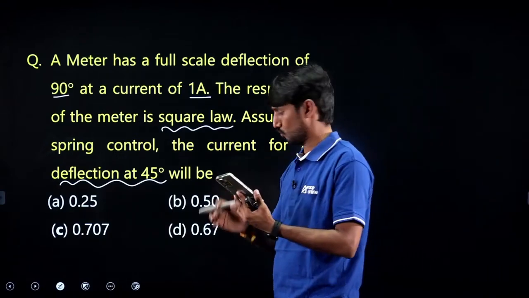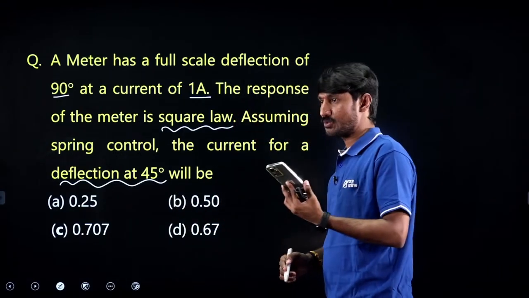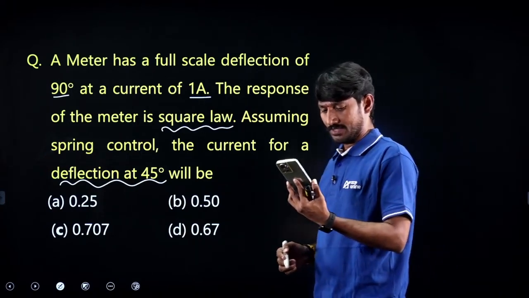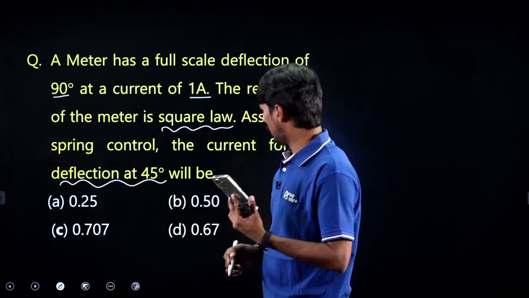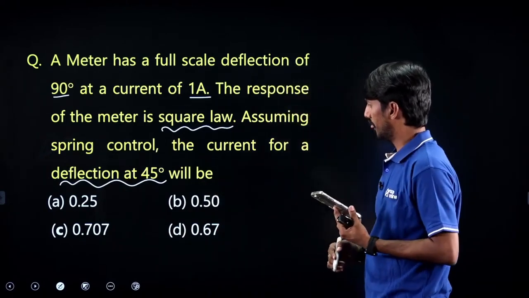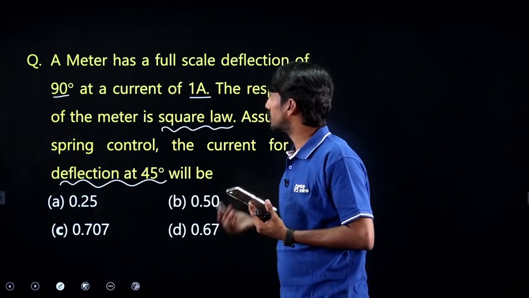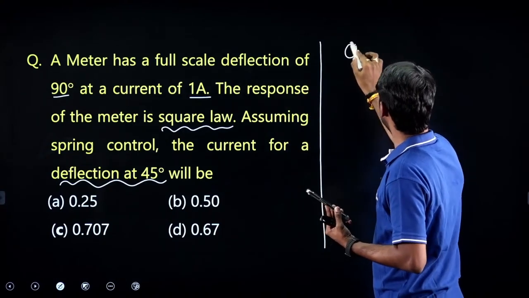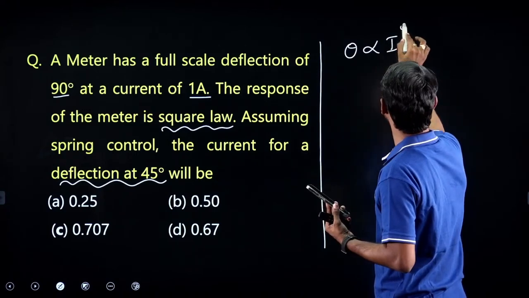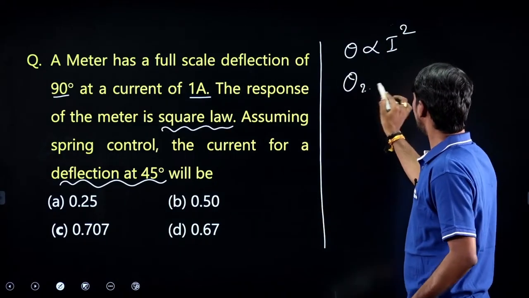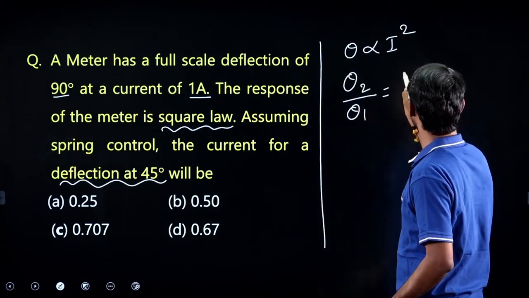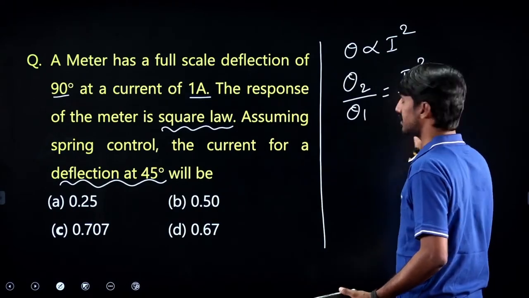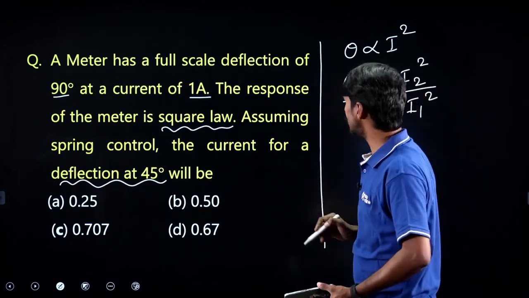Right, option C. Check it, that is very simple. He has given that it is square law, so theta is proportional to I square. So we can write theta 2 by theta 1 is equal to I2 square by I1 square.